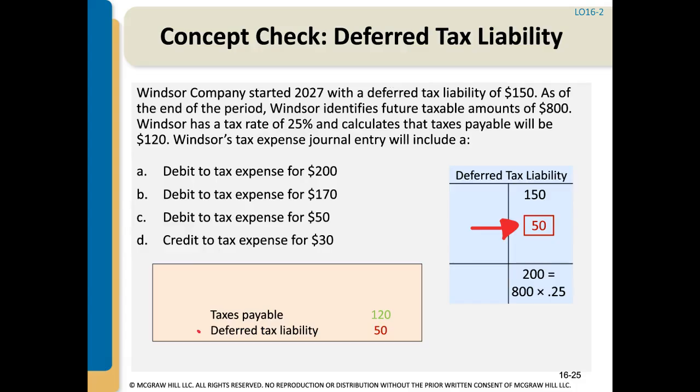So we're going to record this credit to deferred tax liability for 50. And step four is going to be the plug to income tax expense, which is $170 just to make it balance. So in this situation, B is the answer, debit to tax expense for $170.